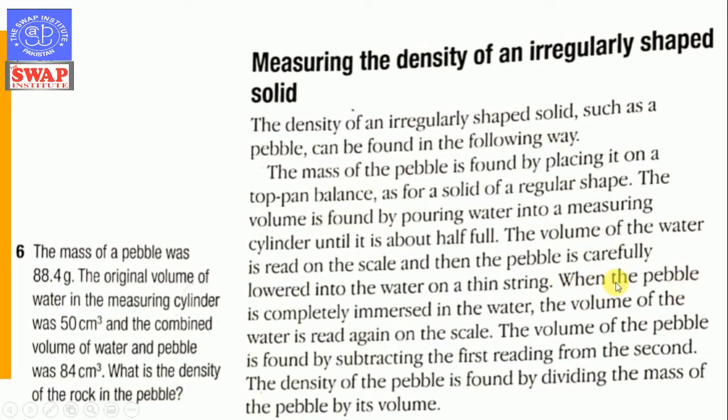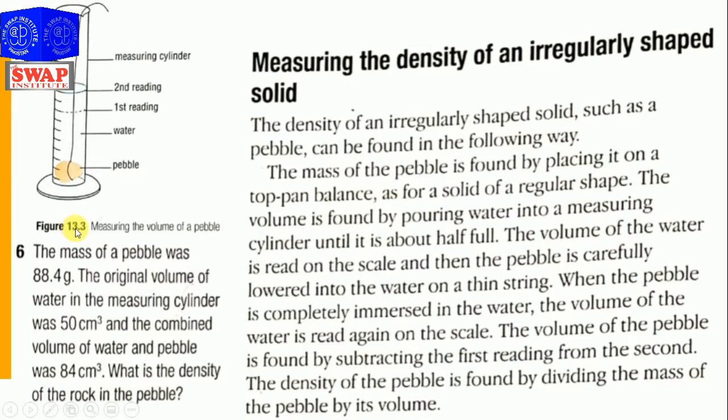When the pebble is completely immersed in the water, the volume of the water is read again on the scale. The volume of the pebble is found by subtracting the first reading from the second. The density of the pebble is found by dividing the mass of the pebble by its volume.